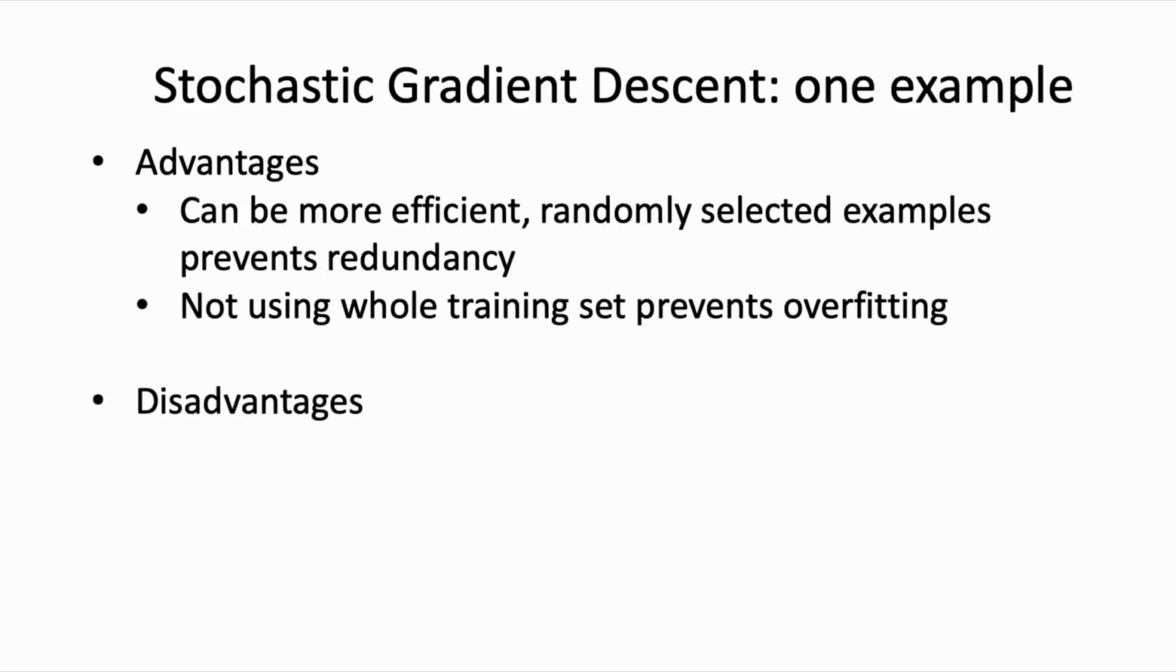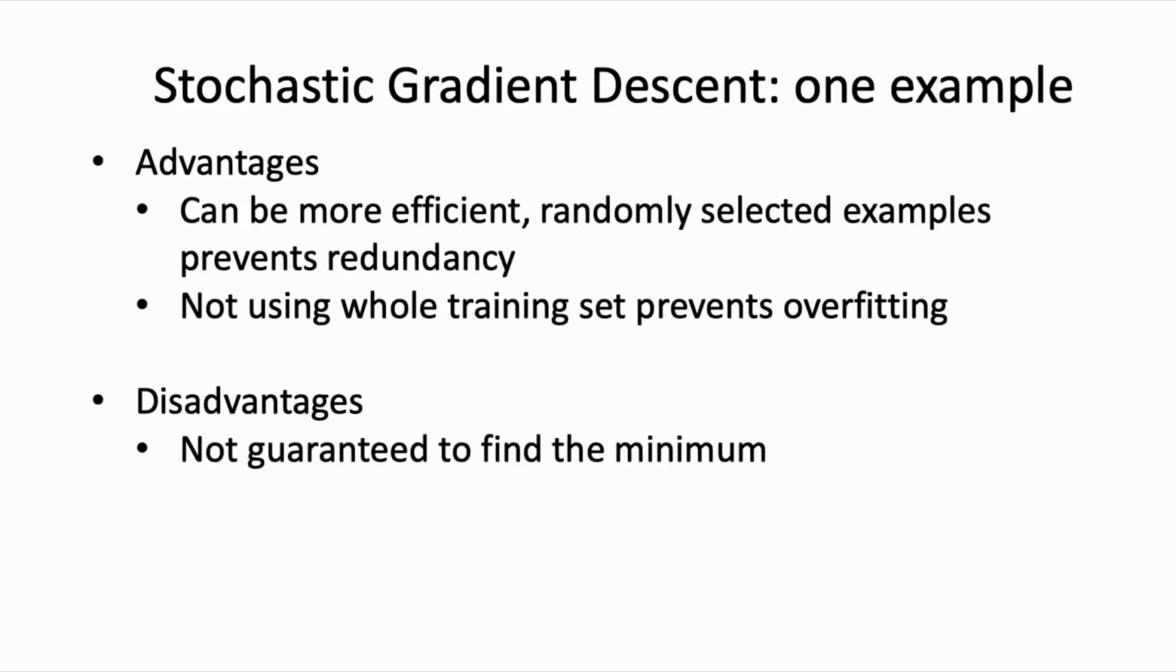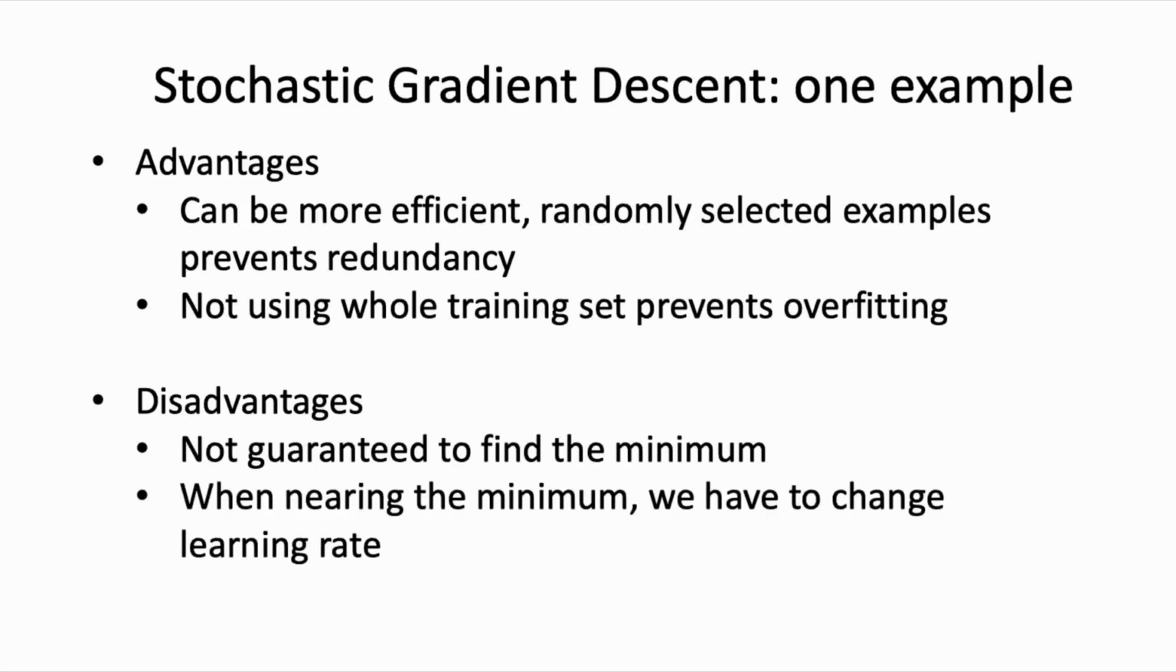The disadvantages of using just one training example is that we're not as guaranteed to find the minimum of the cost function as we were when we used the entire training set. Because we don't have as strong guarantees of converging to the minimum of the cost function, we need more tricks for adjusting the learning rate and changing the learning rate as we learn.